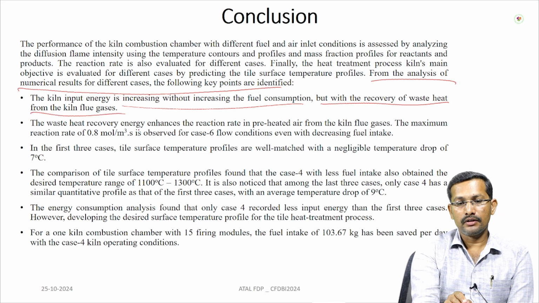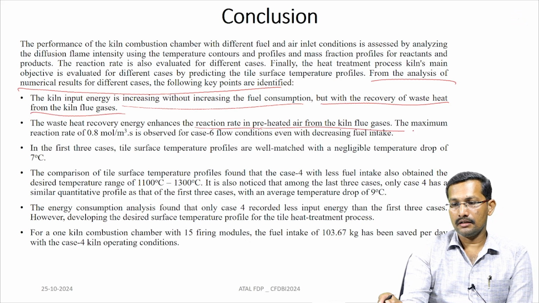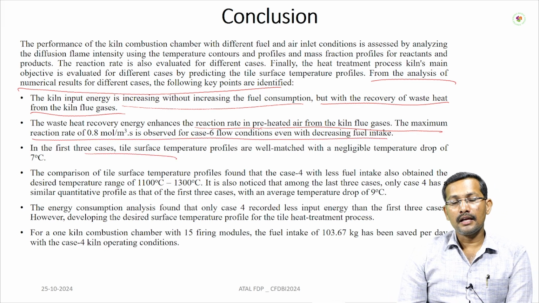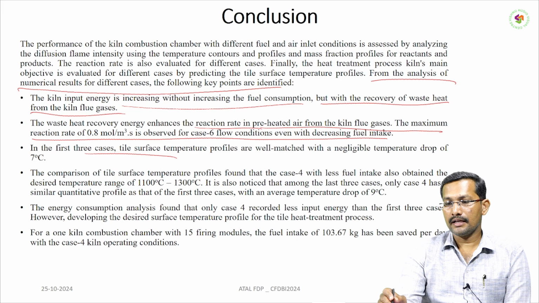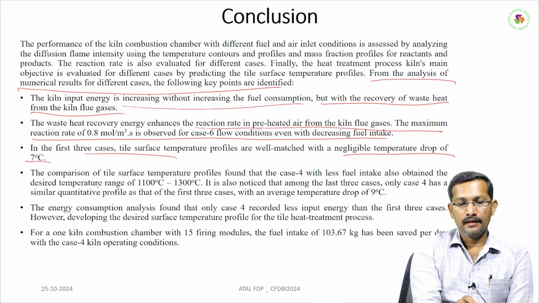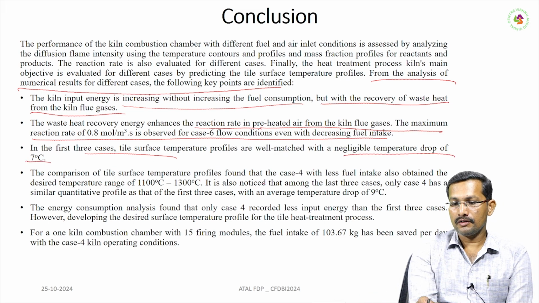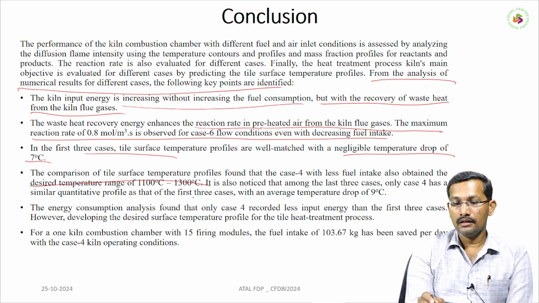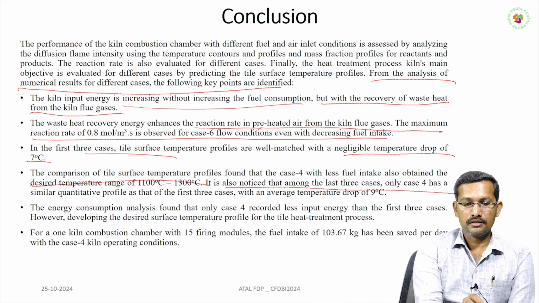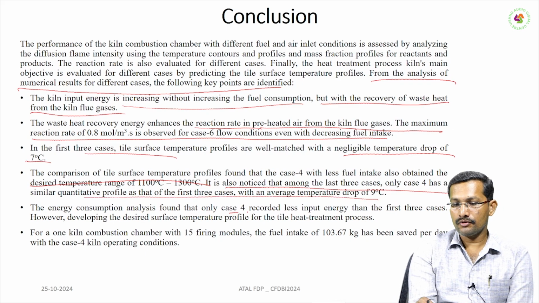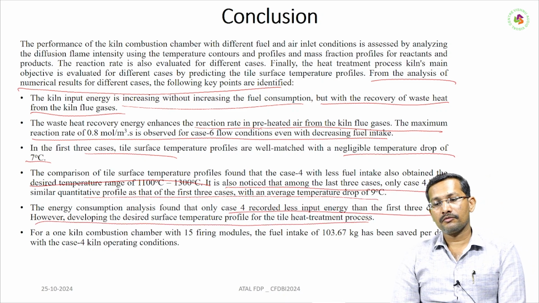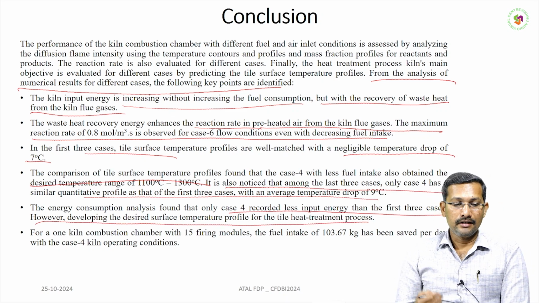The waste heat recovery energy enhances the reaction rate with preheated kiln gases. The maximum reaction rate of 0.8 has been observed. In the first three cases, the tile surface temperature profiles are well matched with a negligible temperature drop of 7 degrees. The comparison of tile surface temperature profiles found that case 4 with less fuel intake also obtained the desired temperature range of this much. It is also noticed that case 4 has similar quantities of profiles. The energy consumption analysis found that case 4 alone required less input energy than the first three cases, while still developing the desired surface temperature profile for the tile heat treatment process.